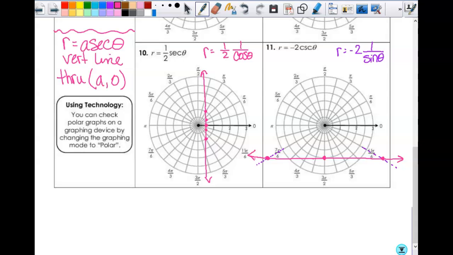Okay. What questions do you have at this point? Can you graph these? Yep. Good job. All right.